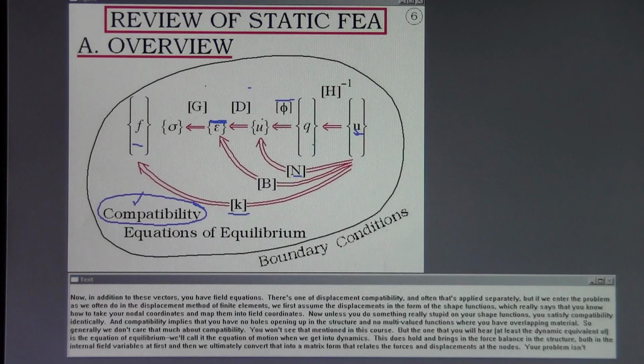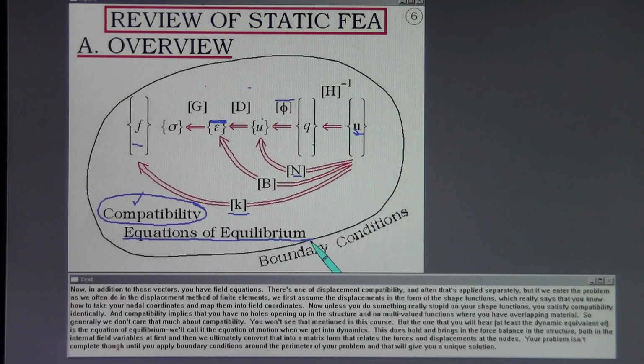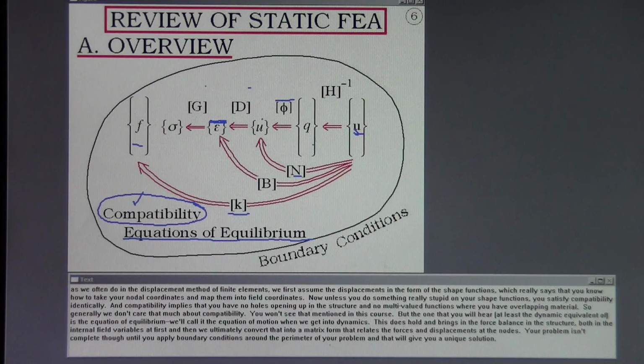But the one that you will hear at least the dynamic equivalent of is the equation of equilibrium. We'll call it the equation of motion when we get into dynamics. This does hold, and it brings in the force balance in the structure, both in the internal field variables at first, and then we ultimately convert that into a matrix form that relates the forces and displacements at the nodes. Your problem isn't complete, though, until you apply boundary conditions around the perimeter of your problem, and that will give you a unique solution.